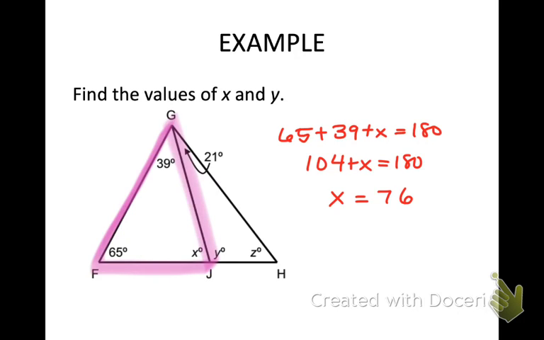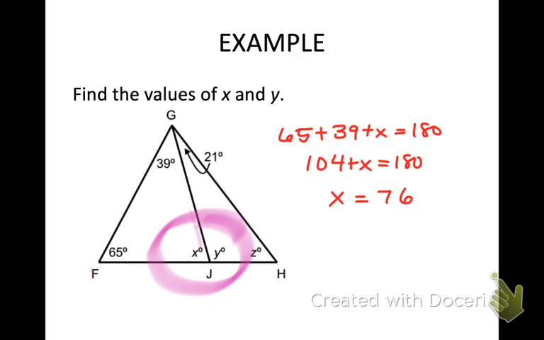76 for x? So now let's look at x and y. Wait, it's 76? No, it is not. Adam was right. 65 plus 39 is 104. 180 minus 104. 9 plus 5 is 14. That should be a 4, not a 9. It's my really awful handwriting that messed me up.